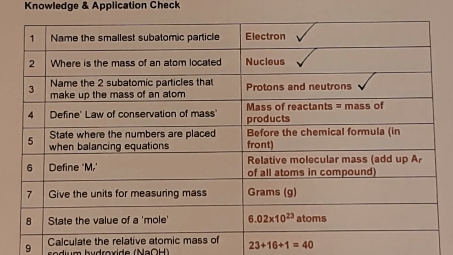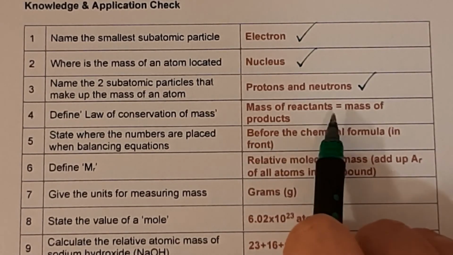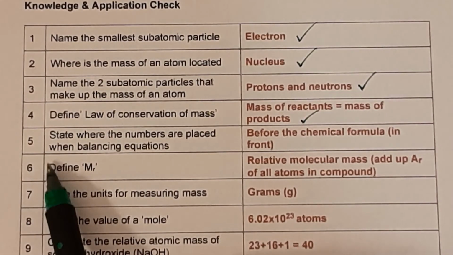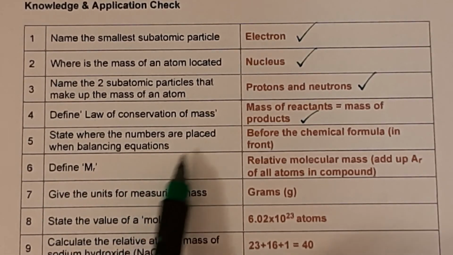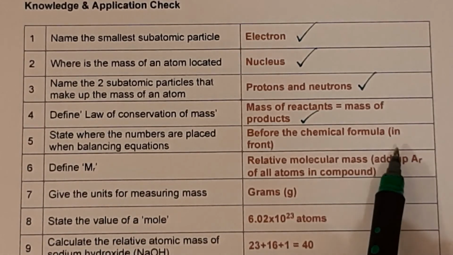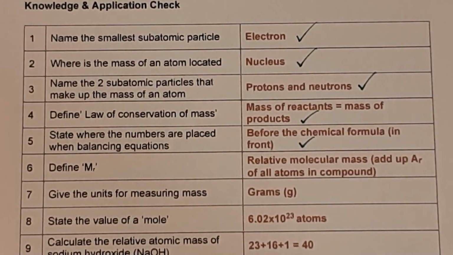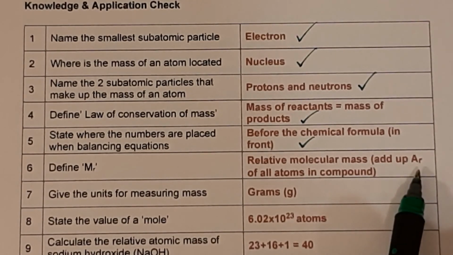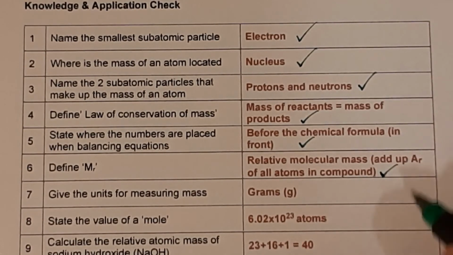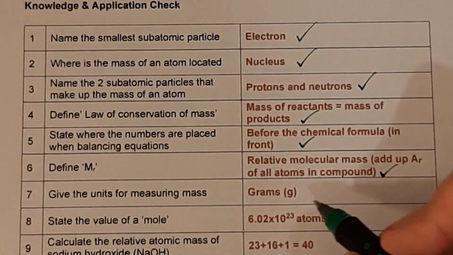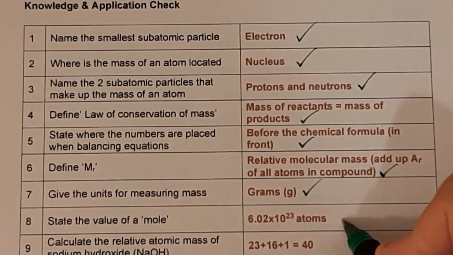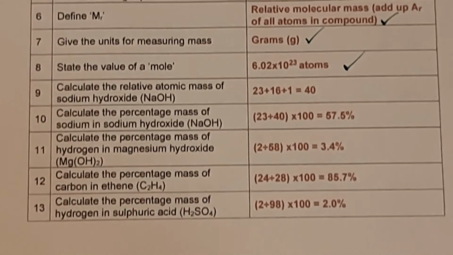Define the law of conservation of mass. Well, the mass of the reactants equals the mass of the products. Always. Question 5. State where the numbers are placed when balancing equations. So before the chemical formula or in front of them. Define MR. Well, that is the relative molecular mass. You can add up the relative atomic mass of all the atoms in the compound. Give the units for measuring mass. Well, that's grams or lowercase g. State the value of a mole, that's 6.02 times 10 to the 23 atoms. Although it doesn't have to be atoms, you can have a mole of anything.